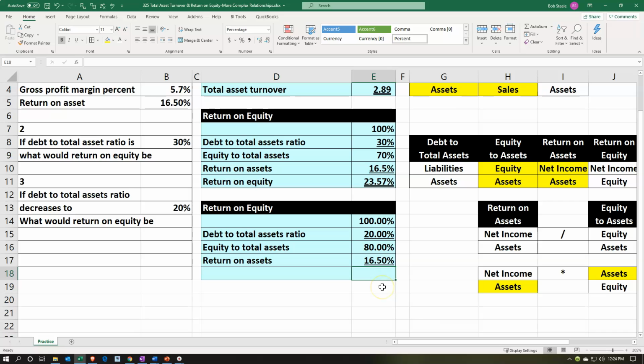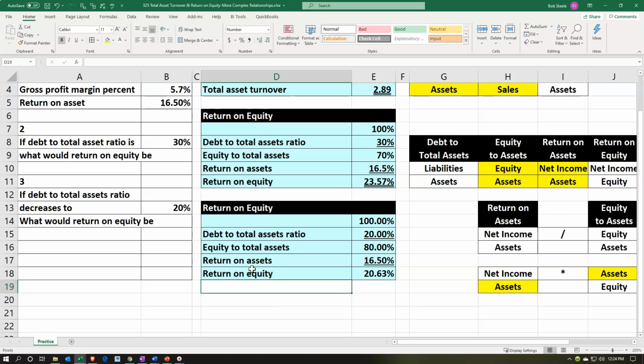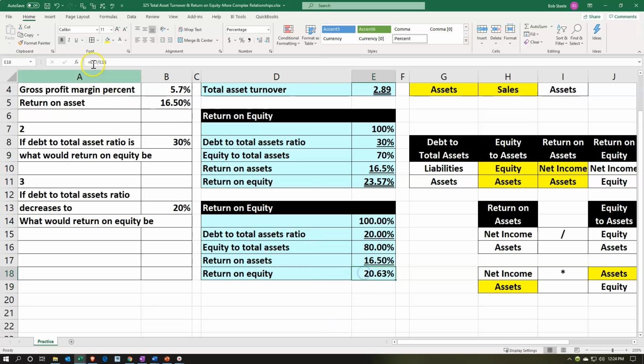And then we're going to divide this out. This equals the 16.5 divided by now the 80%. That's going to give us our 20.63. So 20.63, and that's going to be equal to our return on equity. You can double underline that if you so choose. Double underline that one.